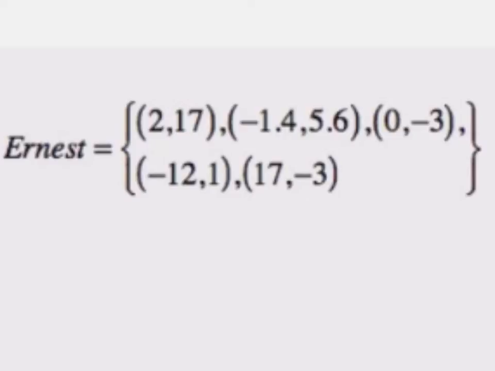So let's look at all the inputs. We have 2, negative 1.4, 0, negative 12, and 17. Since none of those inputs are ever repeated, we know we're looking good. This is a function. It's totally okay that the output of negative 3 is repeated twice. That's totally fine. If it were an input, it would be a different story. So yes, Ernest is a function.